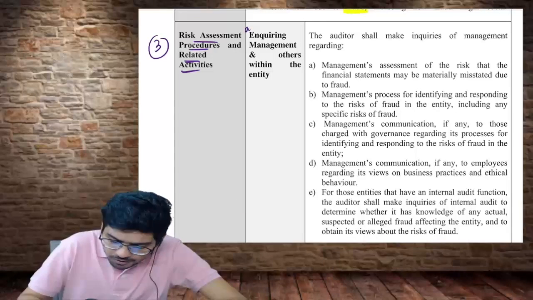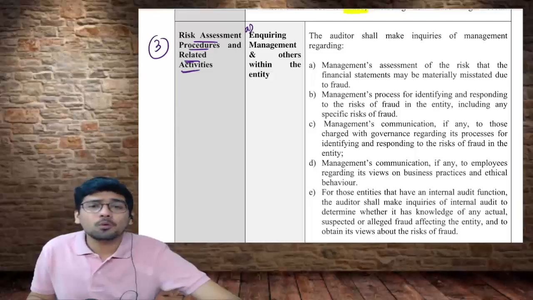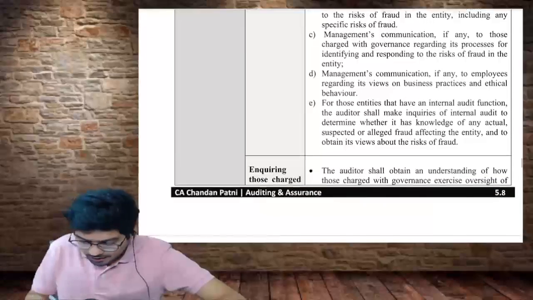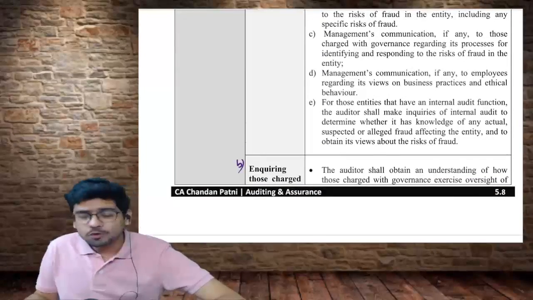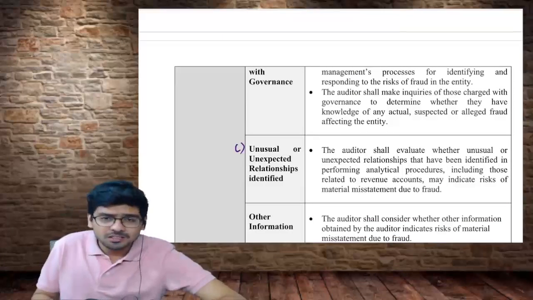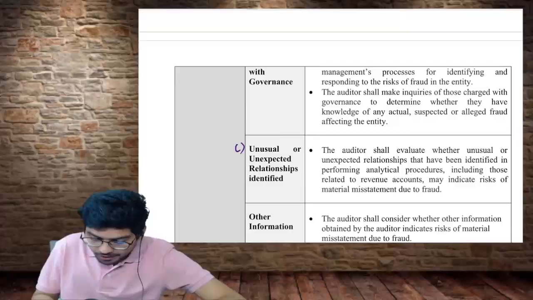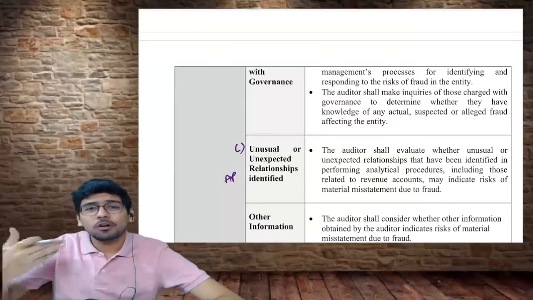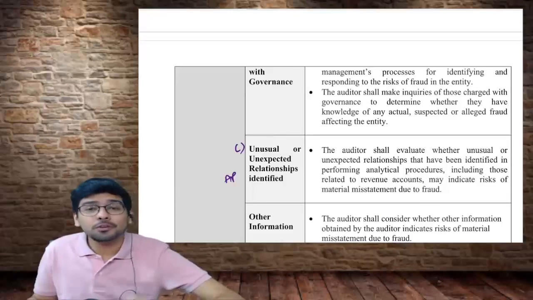So first point, he is going to inquire with the management and others within the entity. Then he is also going to inquire with TCWG. Then he is going to detect some unusual or unexpected relationships. If you remember analytical procedures, before the audit starts, he does an analytical procedure to detect fluctuations.